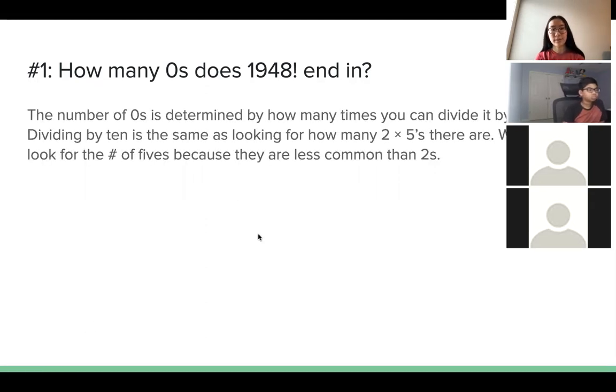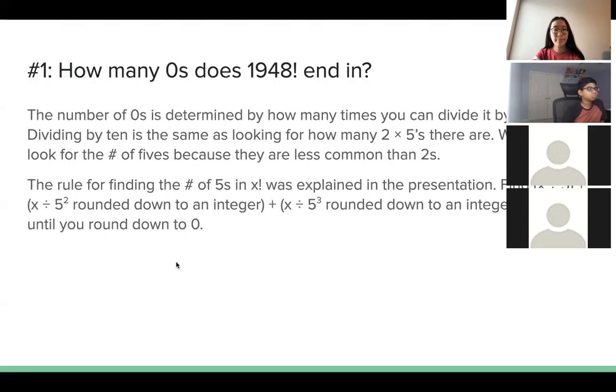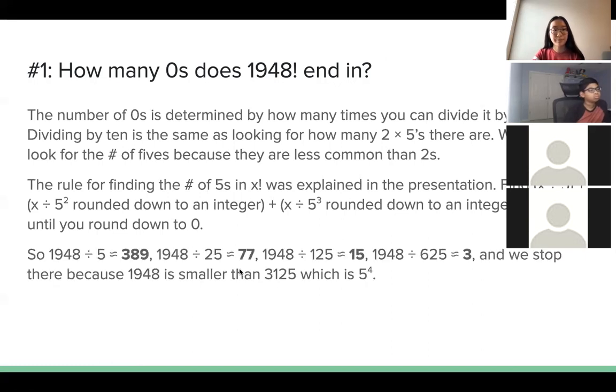The number of zeros at the end is determined by how many times you can divide the number by 10. And dividing by 10 is the same as looking for how many 2 times 5s there are. So basically, we're going to only look for the number of 5s because they are less common than 2s. The rule for finding the number of 5s was explained in the presentation. First, you do x divided by 5 plus x divided by 5 squared plus x divided by 5 cubed, and so on until you can't do it anymore.